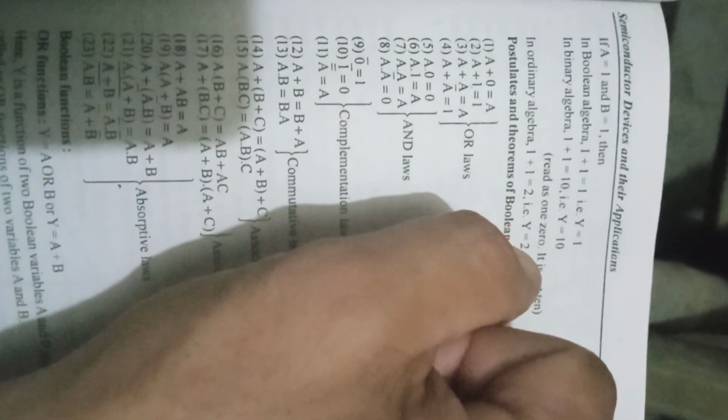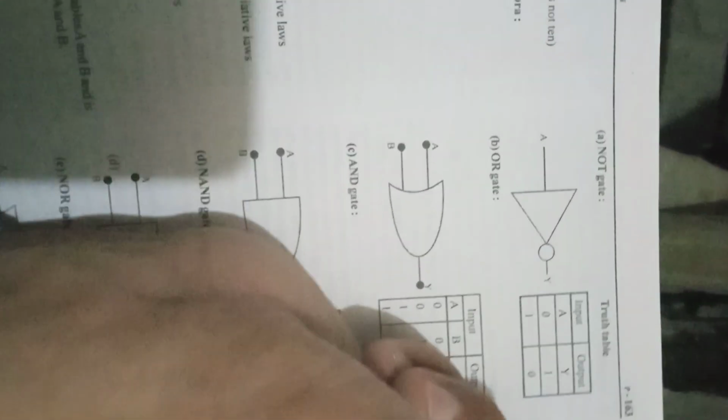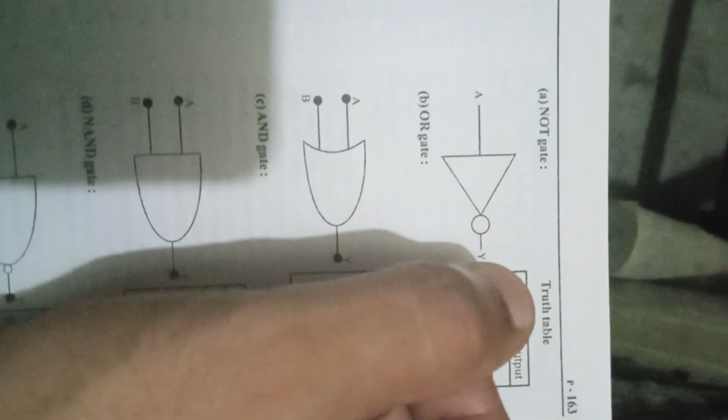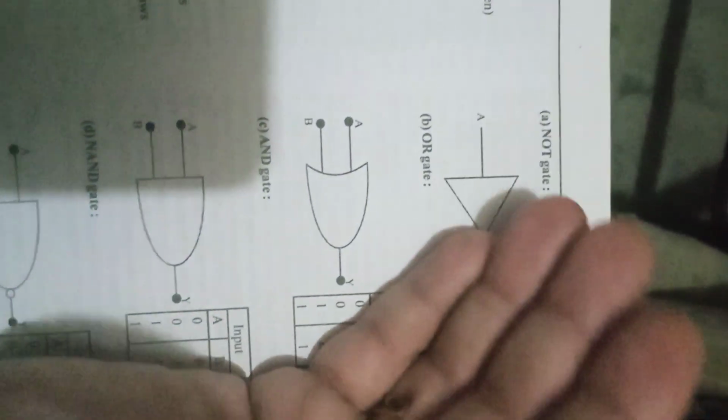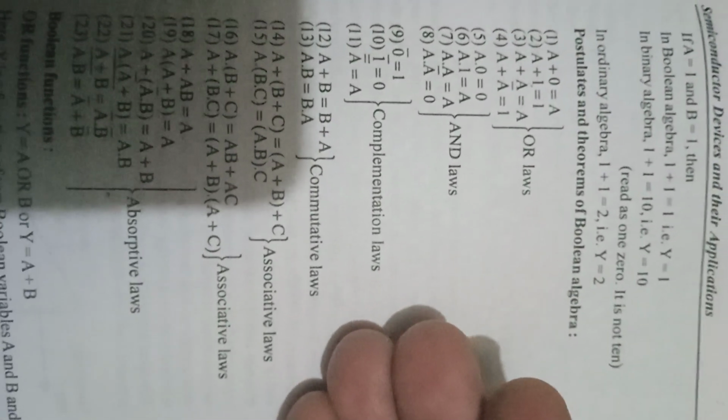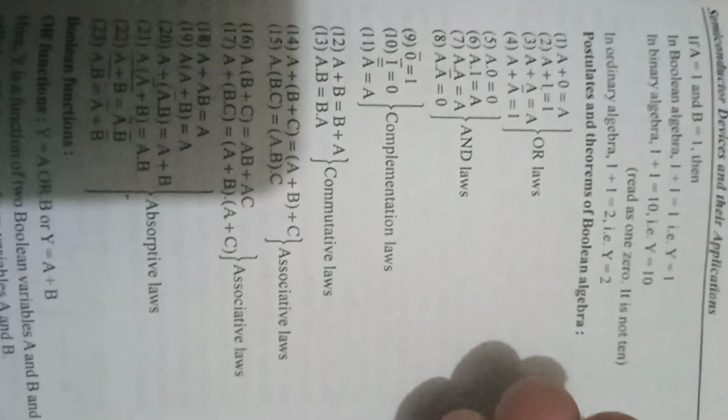In ordinary algebra, you simply add 1 plus 1 is equal to 2, where you got Y is equal to 2. Here in Boolean algebra, it is not so. In this case, we study one gate. We are going to discuss these gates in the later sections. So let's look at some theorems about Boolean algebra.